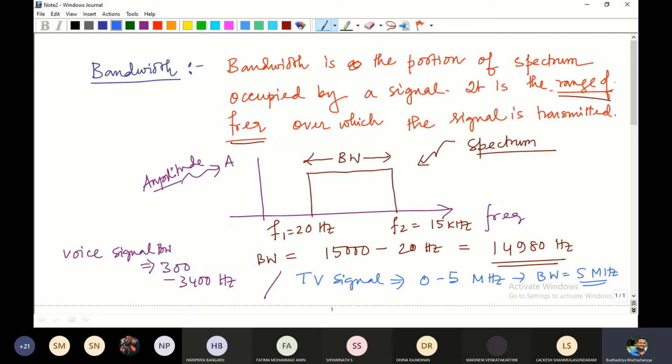Suppose company A purchases that bandwidth. They will purchase it from the TRAI, the Telecom Regulatory Authority of India. Suppose this 14980 hertz of bandwidth that you are looking at is what they purchase. What they will do is break this bandwidth into smaller segments, something like this, and all those small bandwidths will be used to serve the end user as and when required.